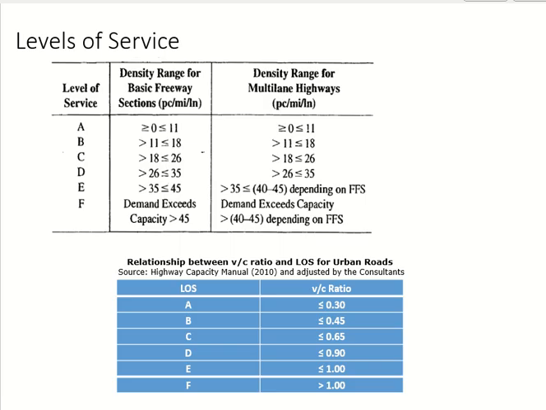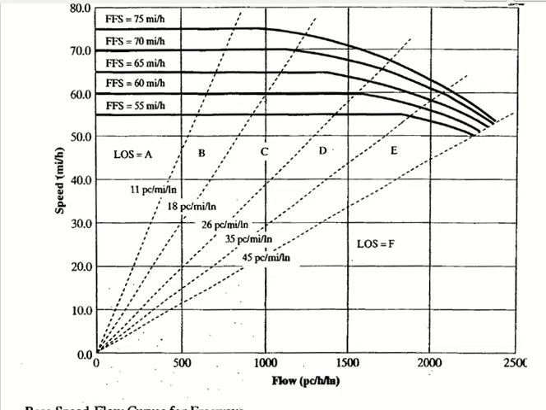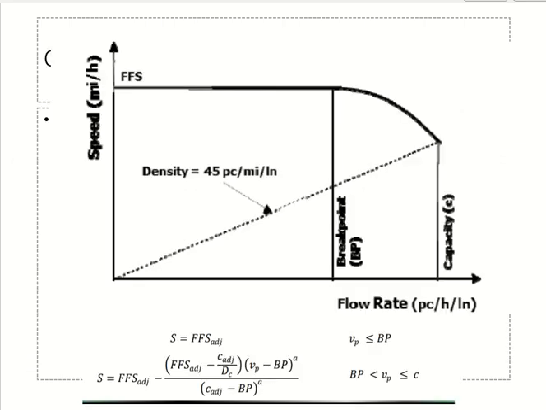To calculate level of service, I need density. What is density? Flow rate upon speed. This is density. Do you have flow rate? Yes. Do we have speed? Yes, free flow speed. Can I use it? Yes, you can use it, obviously. Who will stop you?